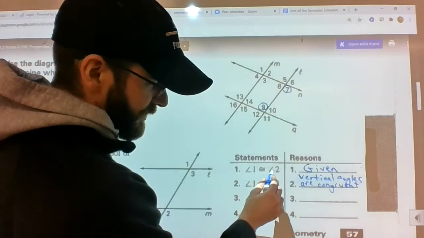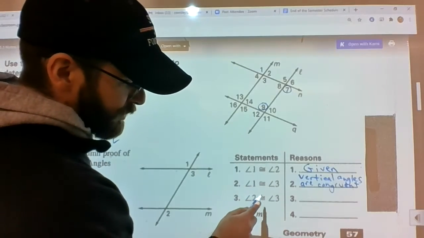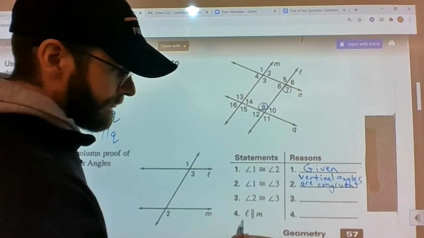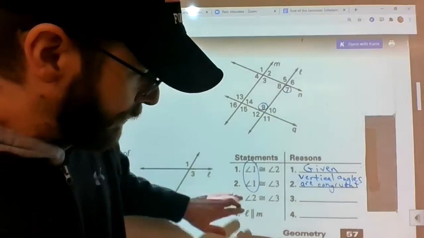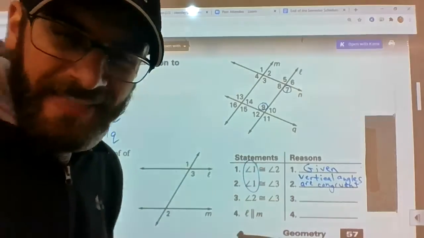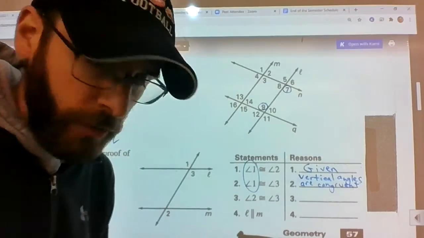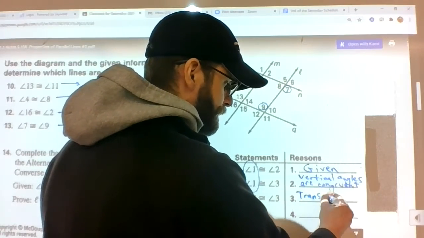Angle 1 is congruent to angle 2. Angle 1 is congruent to angle 3. Therefore, angle 2 is congruent to angle 3. If they both are congruent to angle 1, then they should be congruent to each other. That's called the transitive property for congruence. I don't know if you guys have ever heard that before.